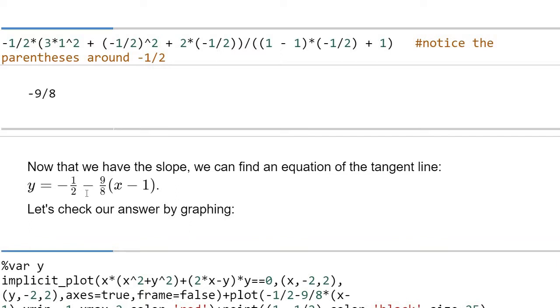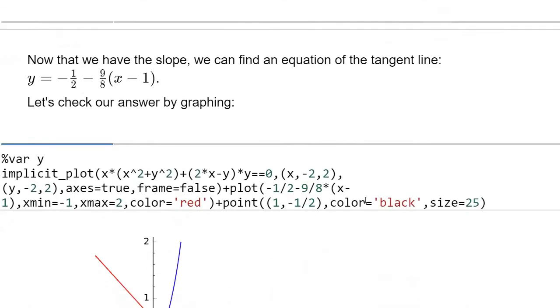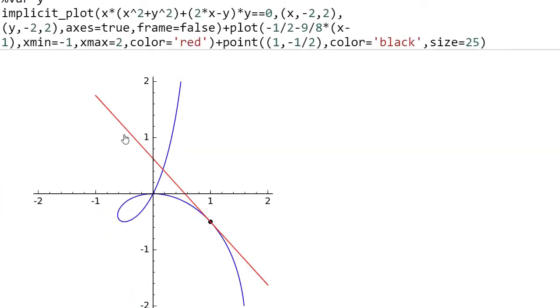So that's the slope, and I'll do another example of that later. So we have y equals the y value, minus a half, plus the slope, which is minus 9/8, times x minus the x value, which is 1. And then we'll go ahead and graph it, and we'll see this tangent line at 1 and minus a half looks tangent. Everything seems to be working nicely.